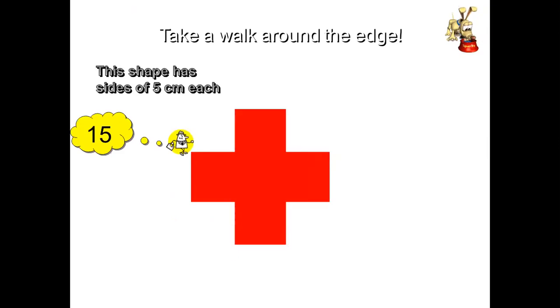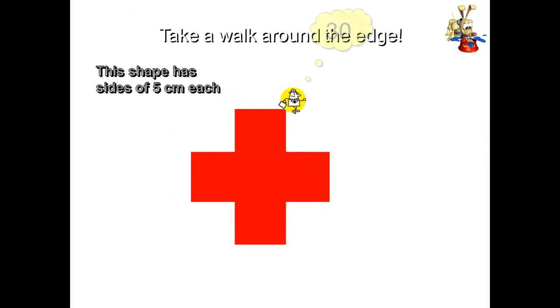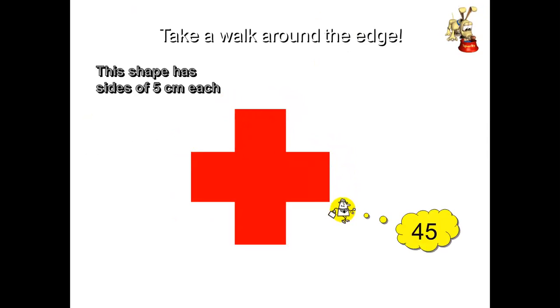Okay, if I have a walk, I will take all the sides added together as we see. If it's a square, so all the sides are 5, so it will be 60.